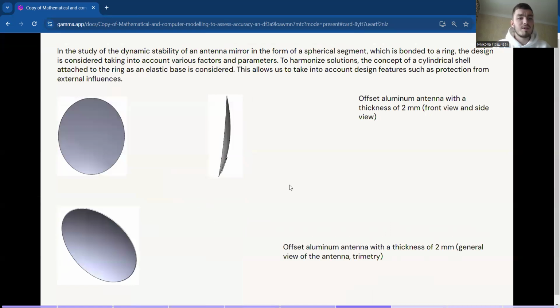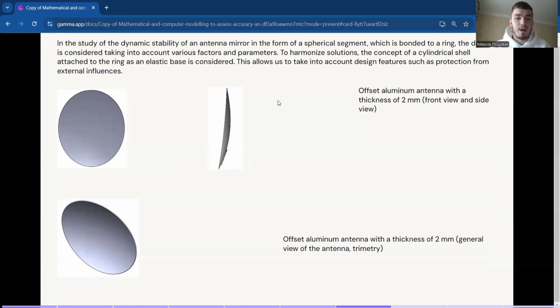In the study of the dynamic stability of an antenna mirror in the form of a spherical segment bounded to a ring, the design is considered taking into account various factors and parameters. To harmonize the solution, the concept of a cylindrical shell attached to the ring as an elastic base is considered. This allows us to take into account design features such as protection from external influences.